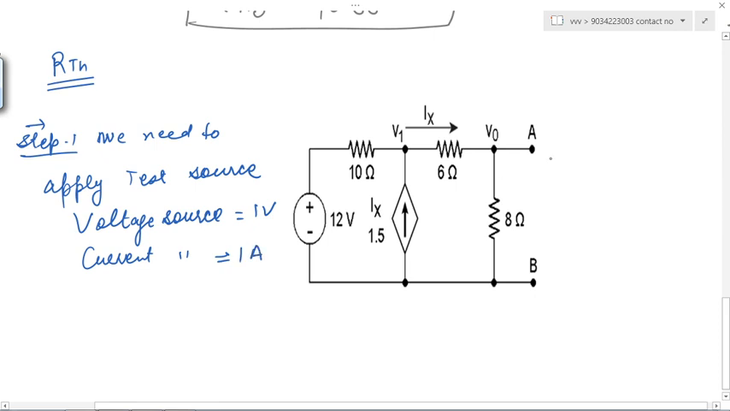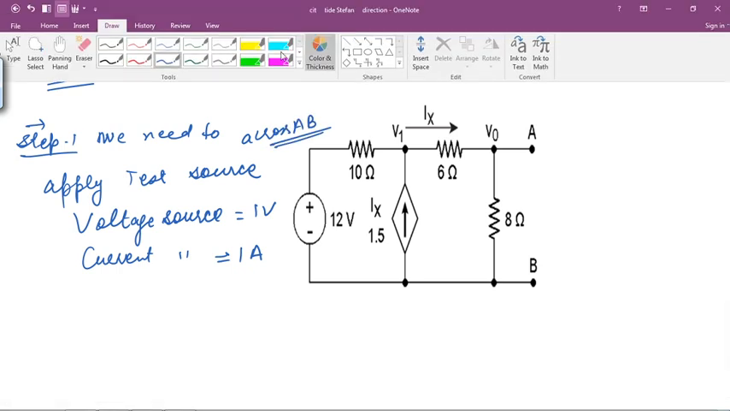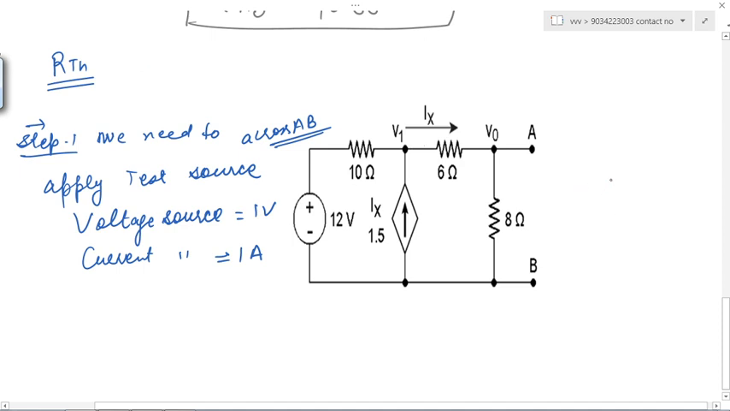Okay, so you need to apply the test source where? Across AB terminals. Always apply the test source across AB terminals. So in this, I am applying the test source as a current source. You can apply any source, I am again telling you, but I am here applying a current source. Current source of how much? 1 ampere. Instead of current source, you can also apply a voltage source, that depends on you. So 1 ampere is the amount of current which I have applied.